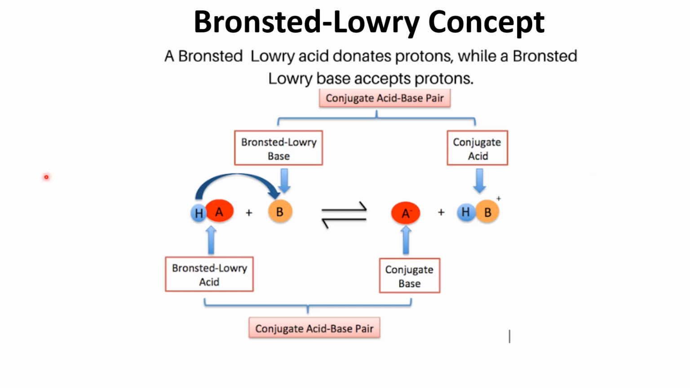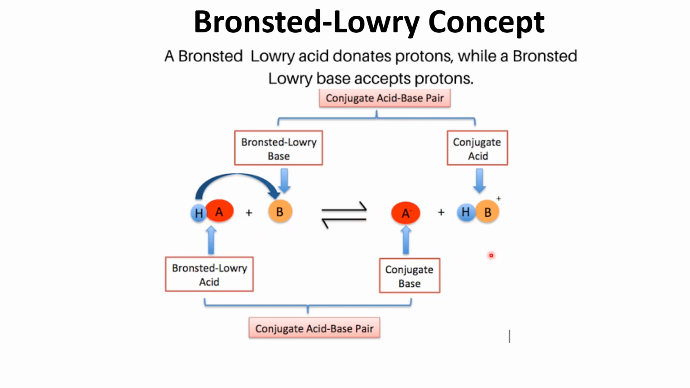Now let's see a reaction which can explain this more. Here we have taken a Bronsted-Lowry acid and we are reacting it with a Bronsted-Lowry base. Let me repeat it again. A Bronsted-Lowry acid can donate protons, and that's why the H of this acid will go to B. Basically, H+ of this acid will go to the base, and the base is the one which will accept the proton. So this B will take up the H+.